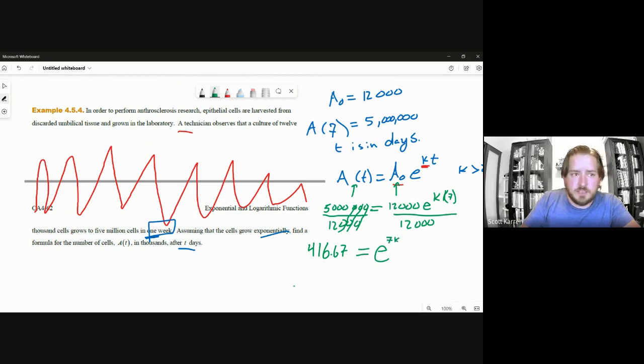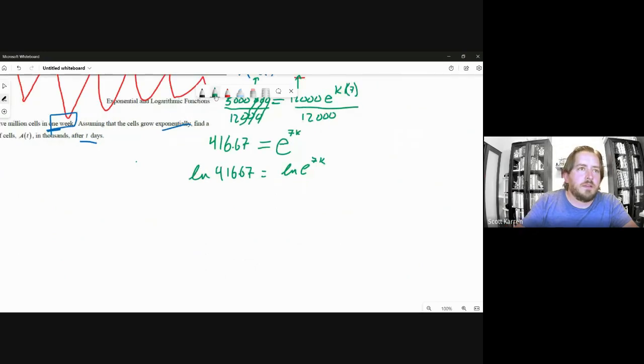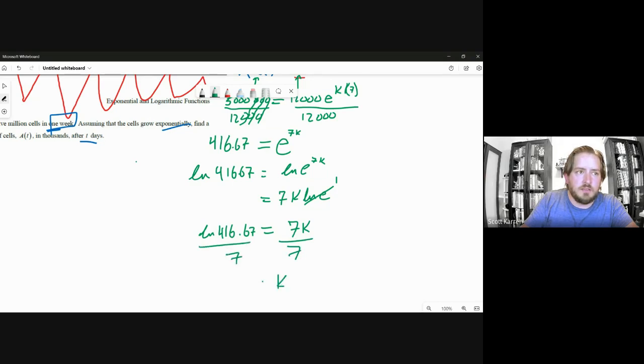And then I'll natural log each side. Natural log of 416.67 equals the natural log of e to the 7k. The 7k comes forward, so I have 7k times the natural log of e. But again, that natural log of e is just 1. So this is just 7k on the right. And on the left, this natural log of 416.67. And divide each side by 7 to find k.